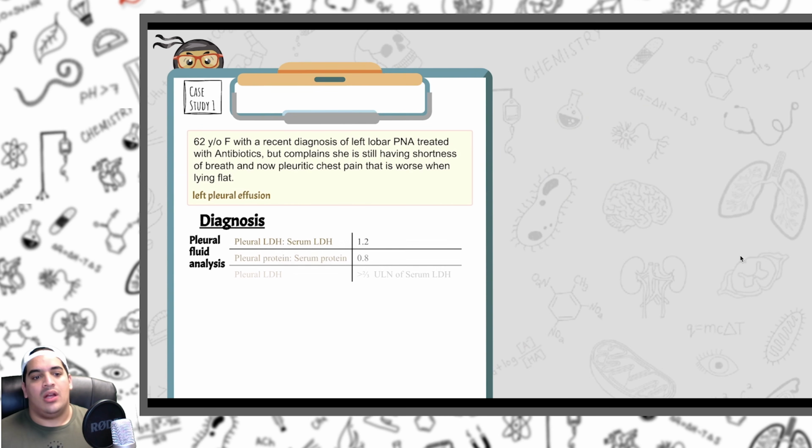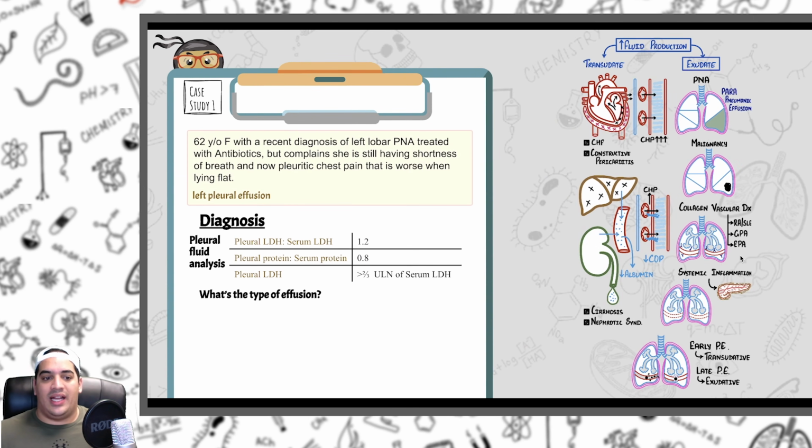What do I get when I do this? I see that the pleural LDH in comparison to the serum is 1.2. Anything greater than 0.6 is concerning, so that's one positive finding. Pleural protein greater than 0.5 in comparison to the serum protein is positive. And if the pleural LDH is greater than two-thirds the upper limit of normal of the serum, that's positive. She's got all findings of an exudative effusion, so this definitely seems like an exudative effusion.